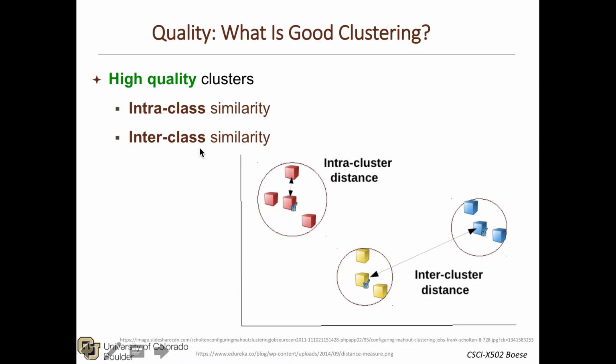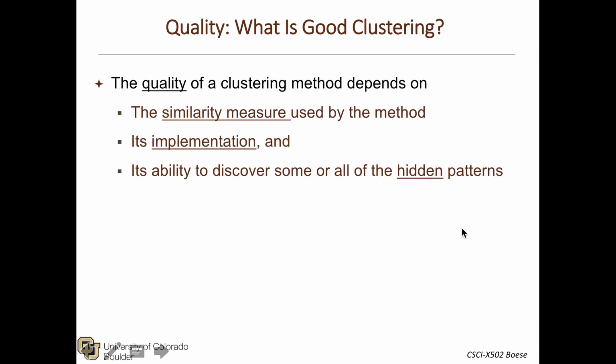So high quality clusters, we're looking for 2 things: intra-class similarity and inter-class similarity. So we want high intra-cluster similarity, so cohesive within a particular cluster. And then we want low inter-class similarity. So we don't want the classes, these clusters, to be close together. We want them to be as far apart as we can.